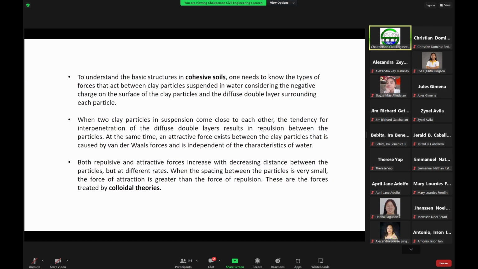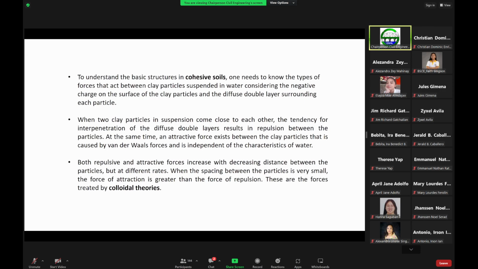Now, both repulsive and attractive forces increase with decreasing distance between the particles, but at different rates. Now, when the spacing between the particles is very small, then the force of attraction is greater than the force of repulsion. Now, these are the forces that are treated by the so-called colloidal theories, right? Because sometimes in soils, we try to consider its behavior in terms of its colloidal nature.